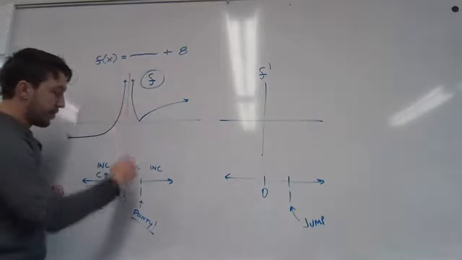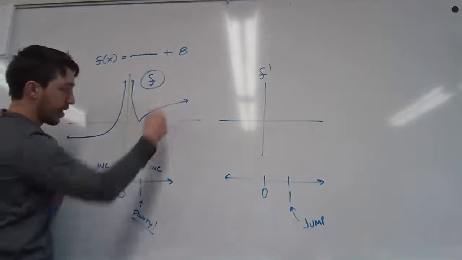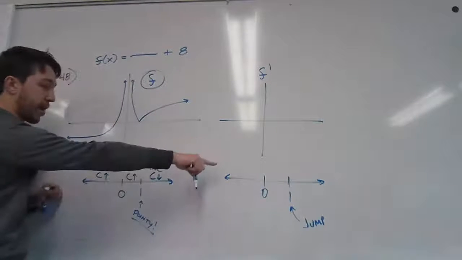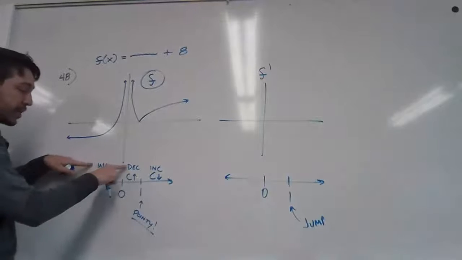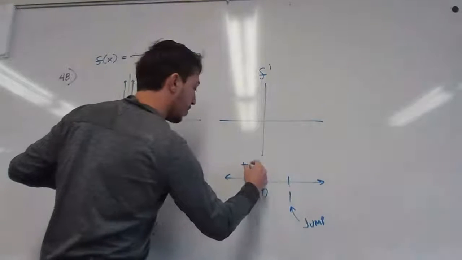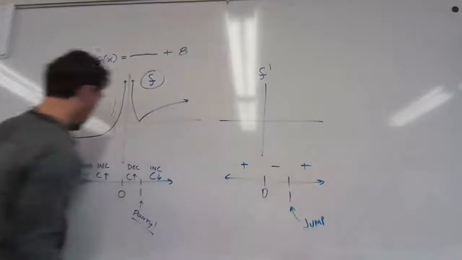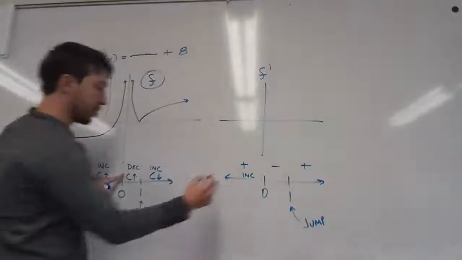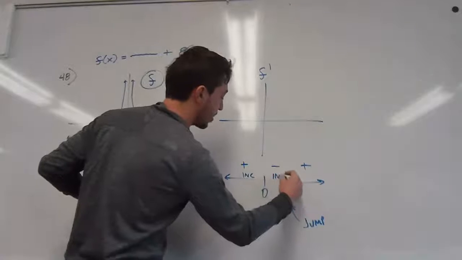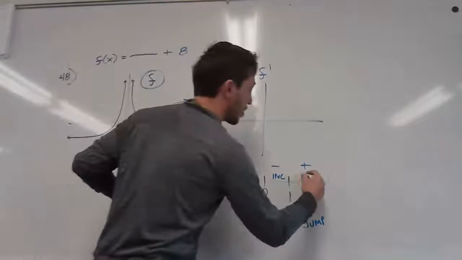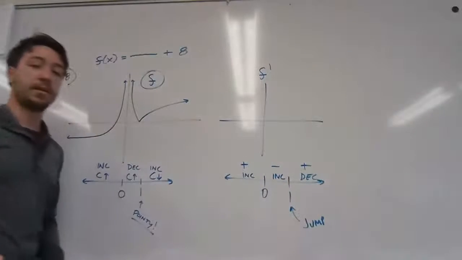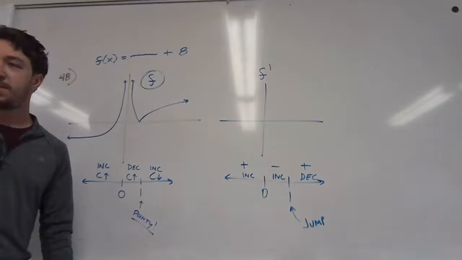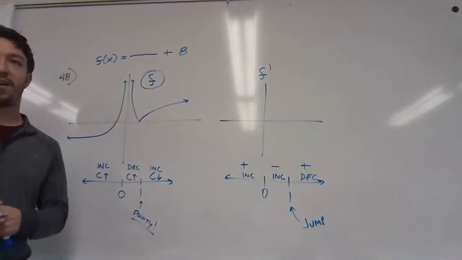Okay, this is concave up, and this is concave down. So my graph here goes increasing, decreasing, increasing, which means positive, negative, positive. And concave up means increasing, and concave down means decreasing. All right, meaningful pause. Are there any questions at all?